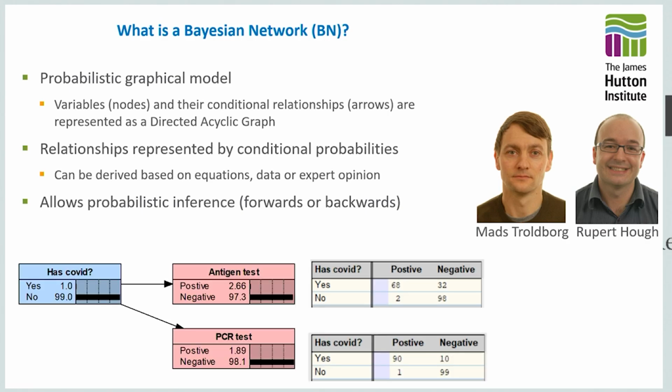This is a simple example. If you have a population with low levels of COVID, and you have the antigen test and the PCR test, given that the antigen test has a higher false positive and false negative rate, you have a higher positive detection level in that case with the antigen test and the PCR test. So this is basically conditional probabilities.